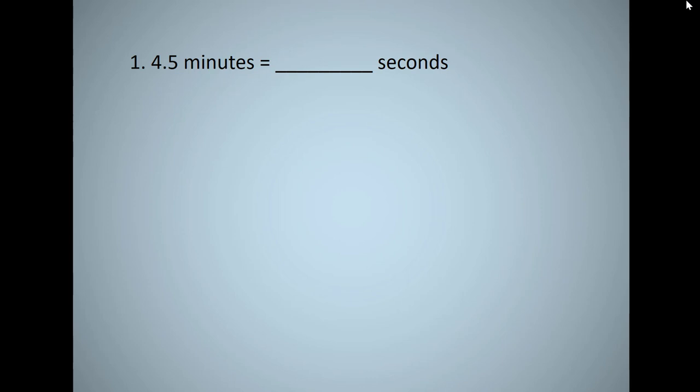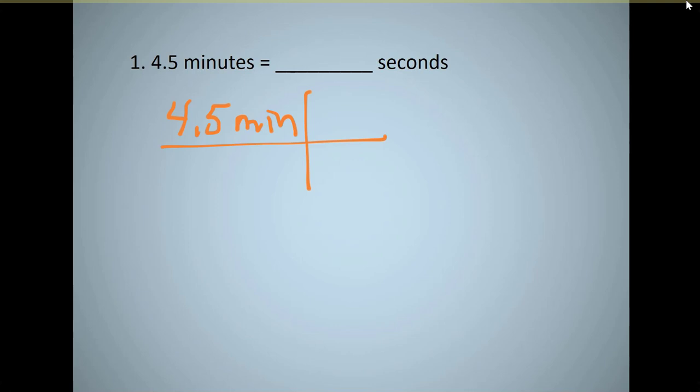Okay, we're back now. So let's go ahead and work this out. This is very similar to the one that we just did. So we have 4.5 minutes, and I want to convert it to seconds. I do know that I need to cancel out minutes.